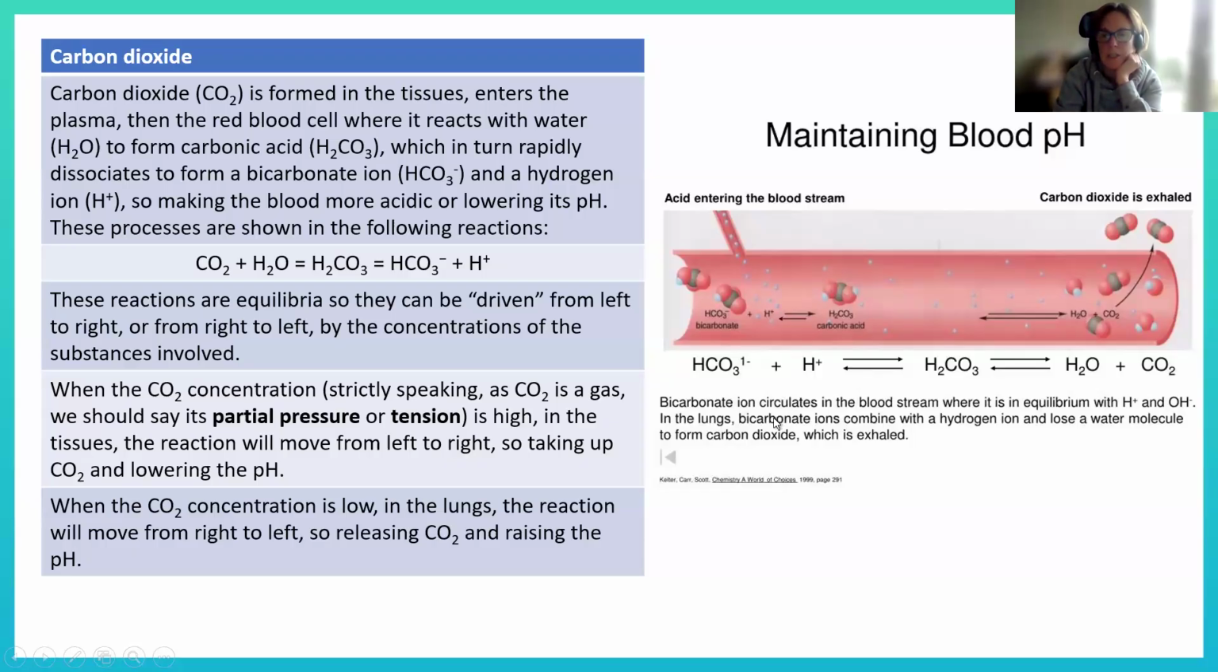The bicarbonate ions can combine with hydrogen ions to form this again, and then that can change back to this, and then carbon dioxide from this can be exhaled. So that's one way in which CO2 can be moved around from the tissues. Don't forget, some of it can be held in the red blood cell as well.